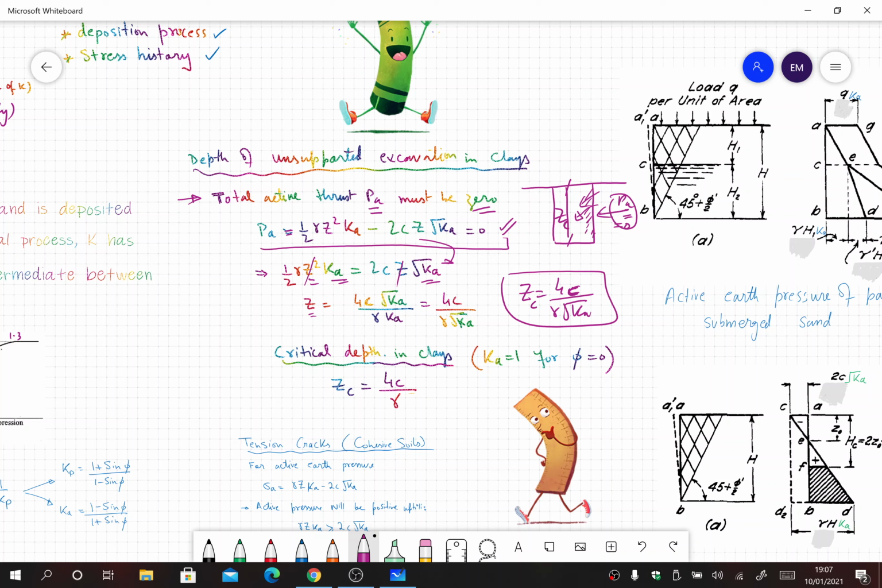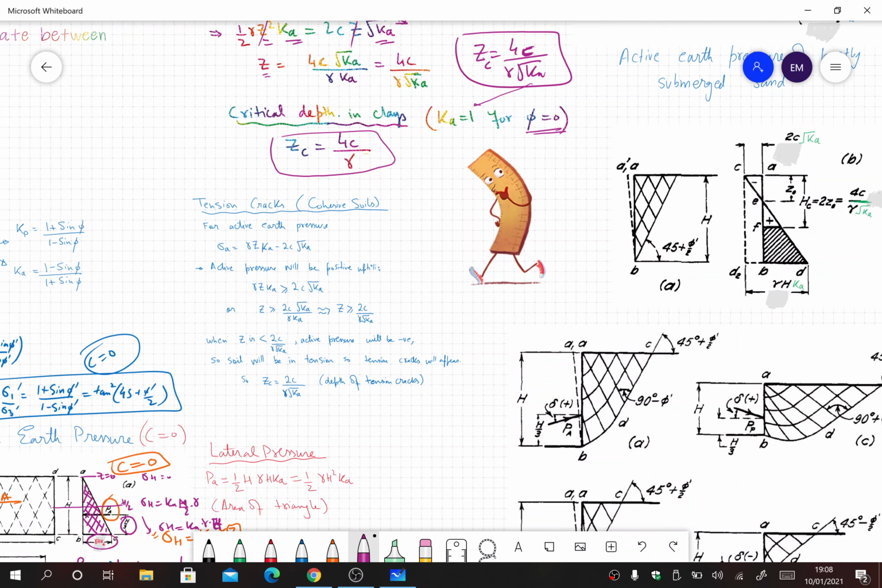If we have a purely cohesive soil, that means phi is equal to 0, that makes Ka equal to 1. So for a purely cohesive soil, the critical depth is 4c over gamma. This is how we calculate the depth of unsupported excavation in a purely cohesive soil.